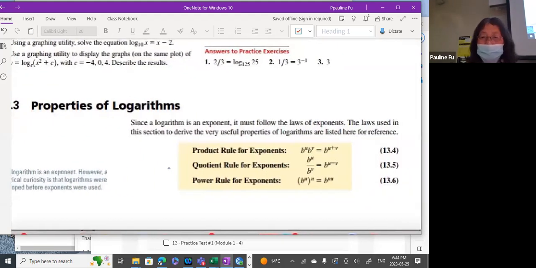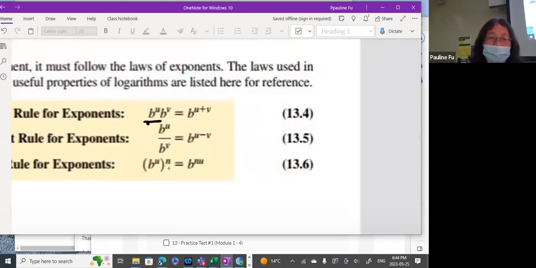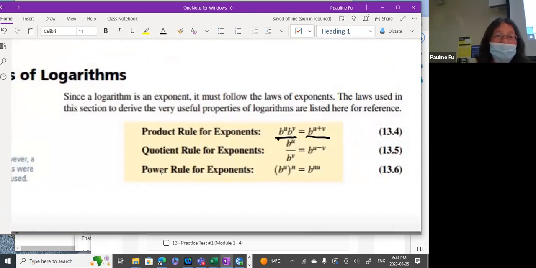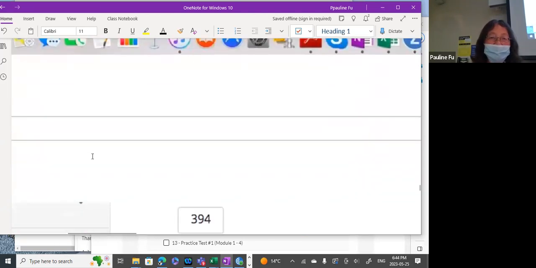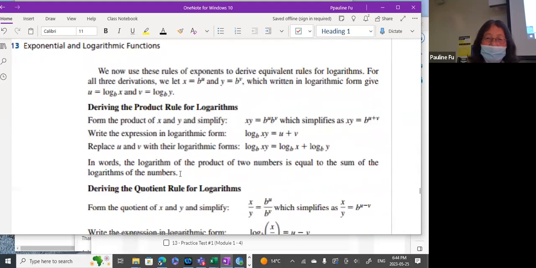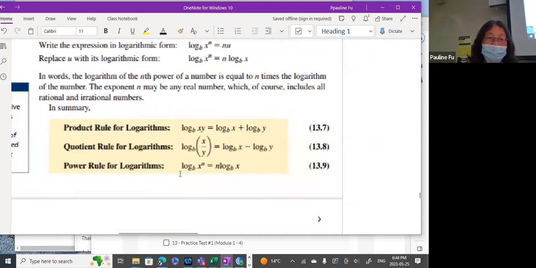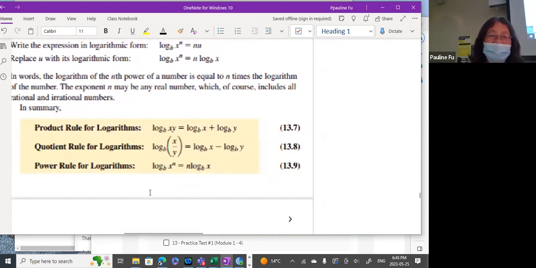Properties of logarithm. We already did this, b raised to power u times b raised to power v equal to b raised to power u plus v. Okay, we did this. That is the property for exponential functions. This is the divide. So we just focus on the product rule for logarithm. Okay, log b xy equal to log b x plus log b y.